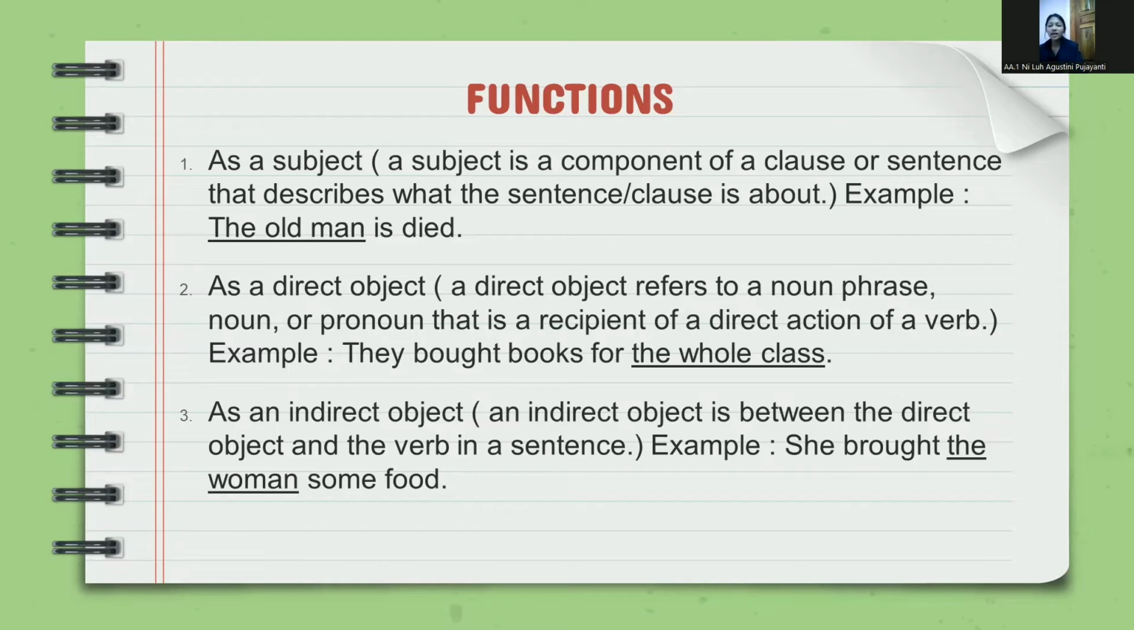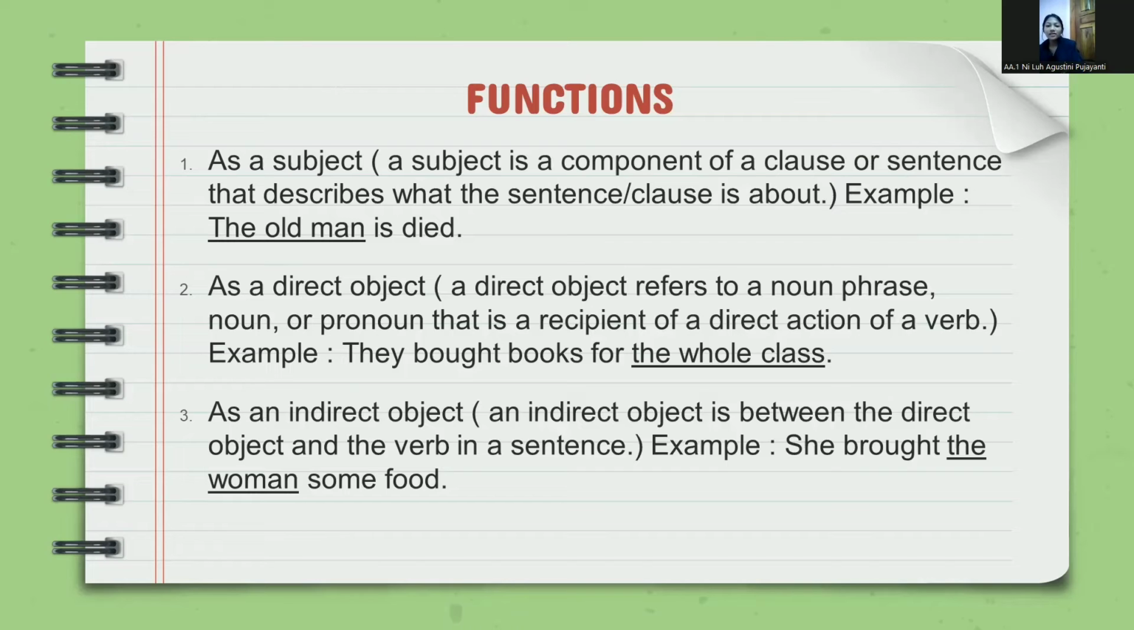The second, the noun phrase as a direct object. A direct object refers to a noun phrase, noun or pronoun that is a recipient of a direct action of a verb. For example, they bought books for the whole class. The direct object is books and it directly receives the action of the verb bought. The phrase for the whole class also becomes part of the noun phrase.